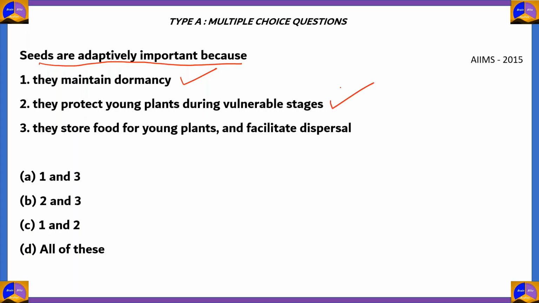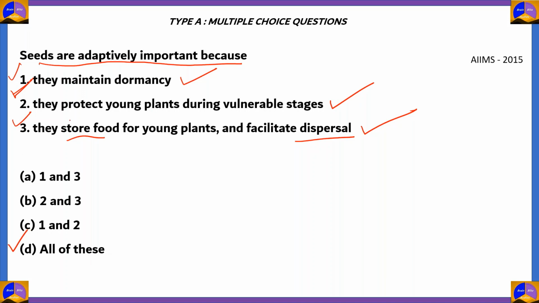Statement 2, they protect young plants during vulnerable stages. Again, that refers to dormancy, that's correct. And 3, they store food for young plants and facilitate dispersal, which is also correct. Storing food is done by cotyledons, and dispersal is done using wind, water, mechanical, or animal means. So all of these statements are correct, which goes on to say that option D is correct. So option D says that all of these statements are correct.